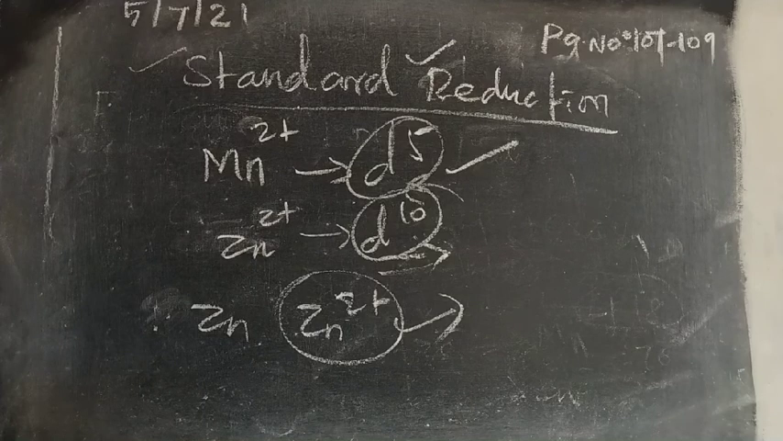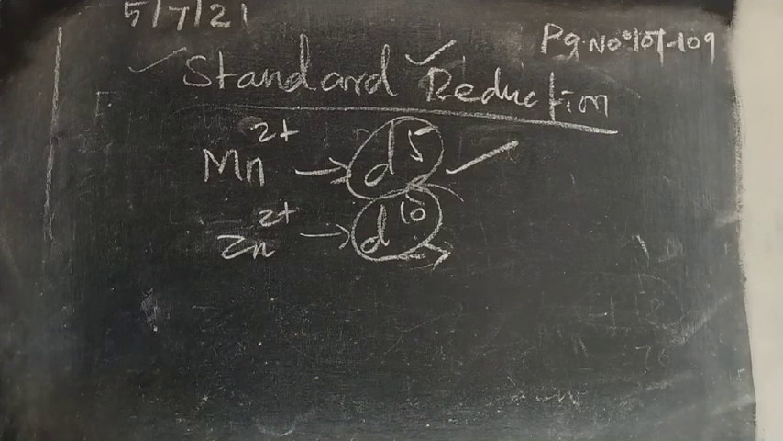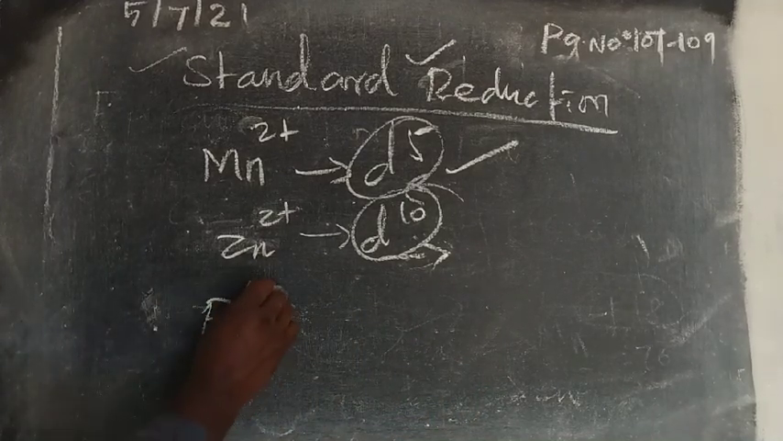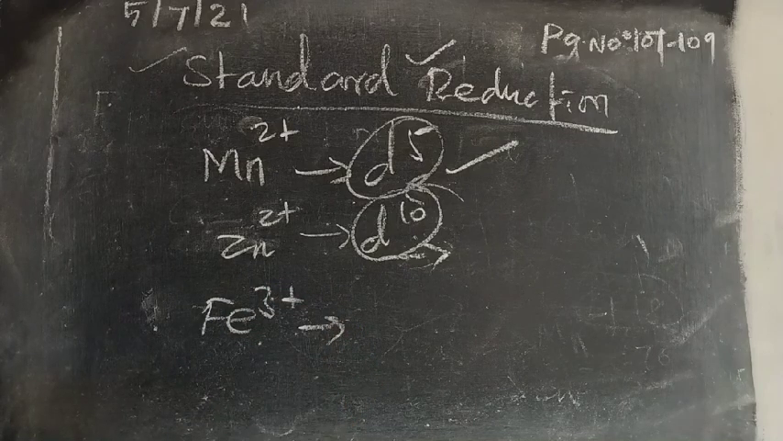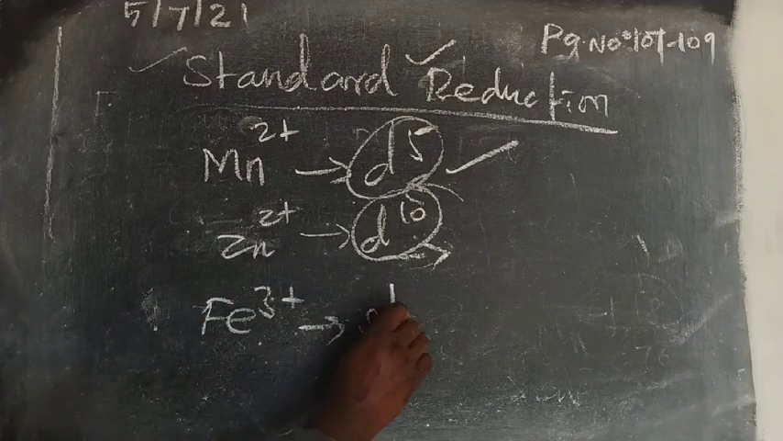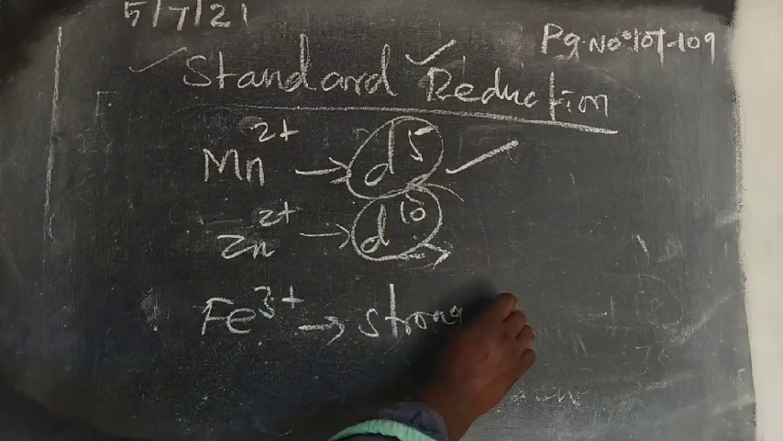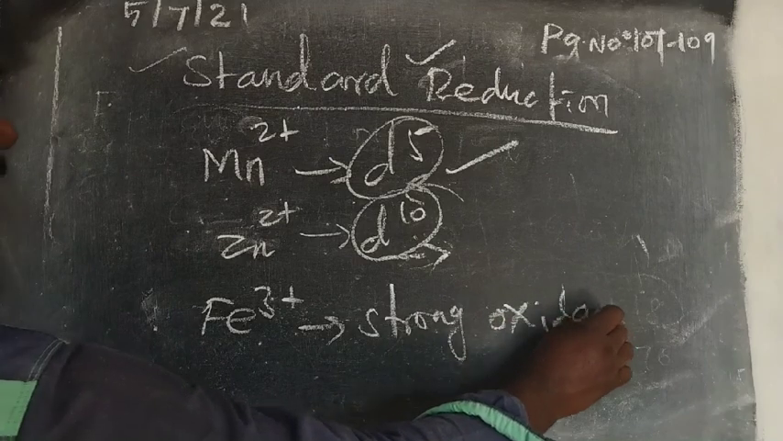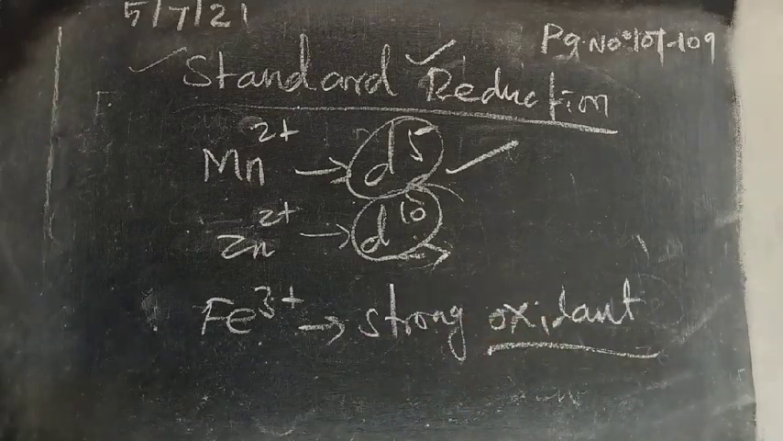Fe3 plus is moderately oxidant. Iron 3 plus is not a good oxidizing agent; it is a moderately strong oxidant. Oxidant is nothing but oxidizing agent. Reductant is nothing but reducing agent.